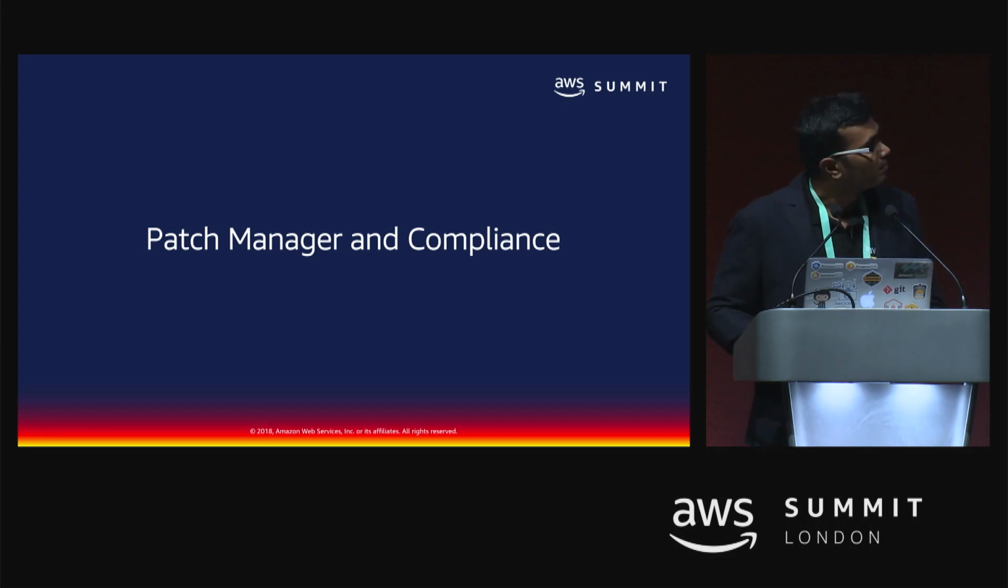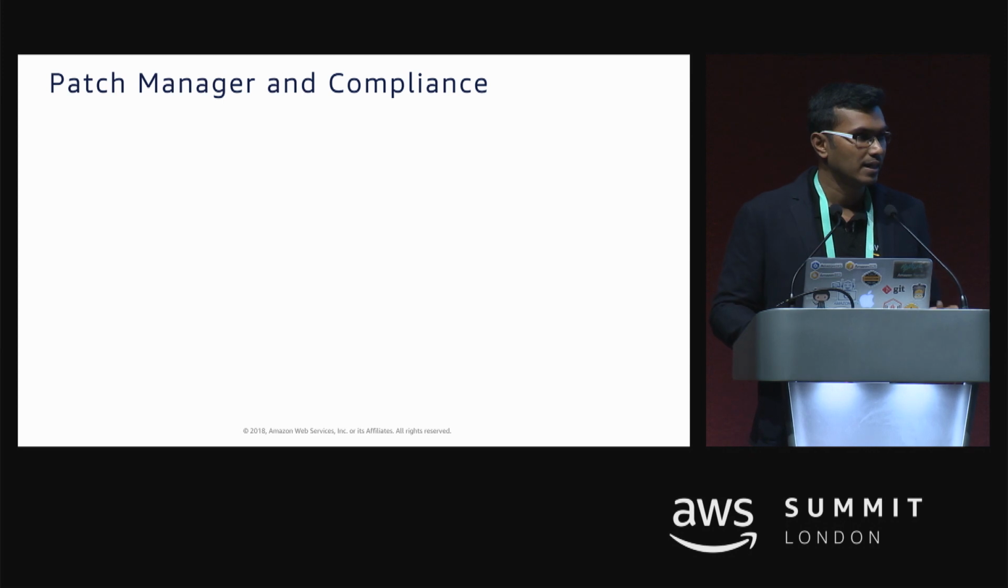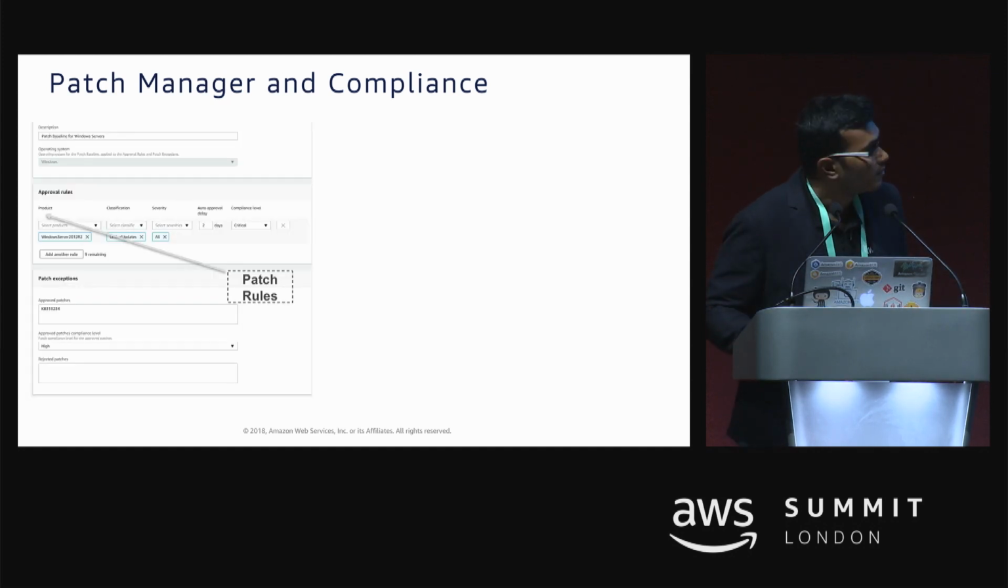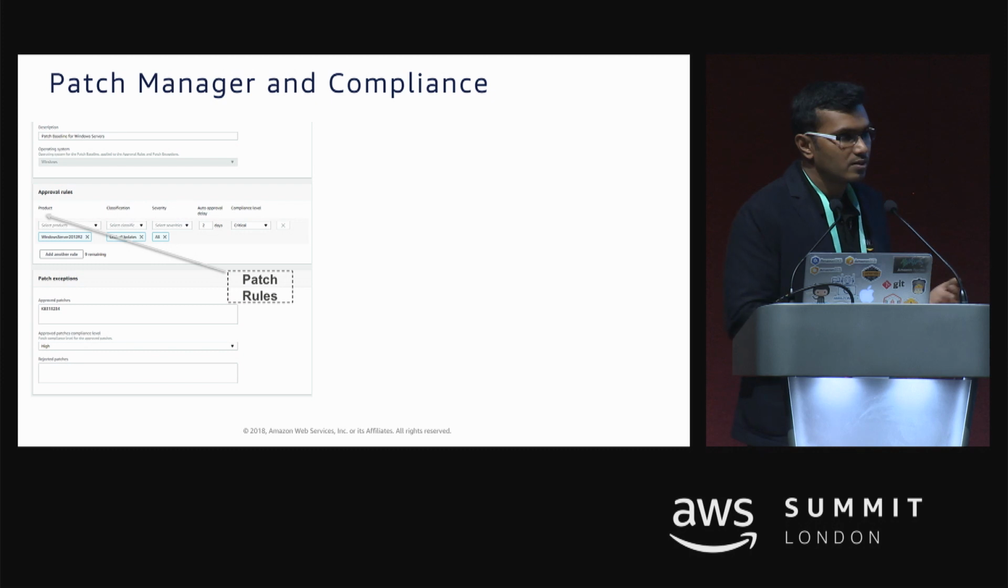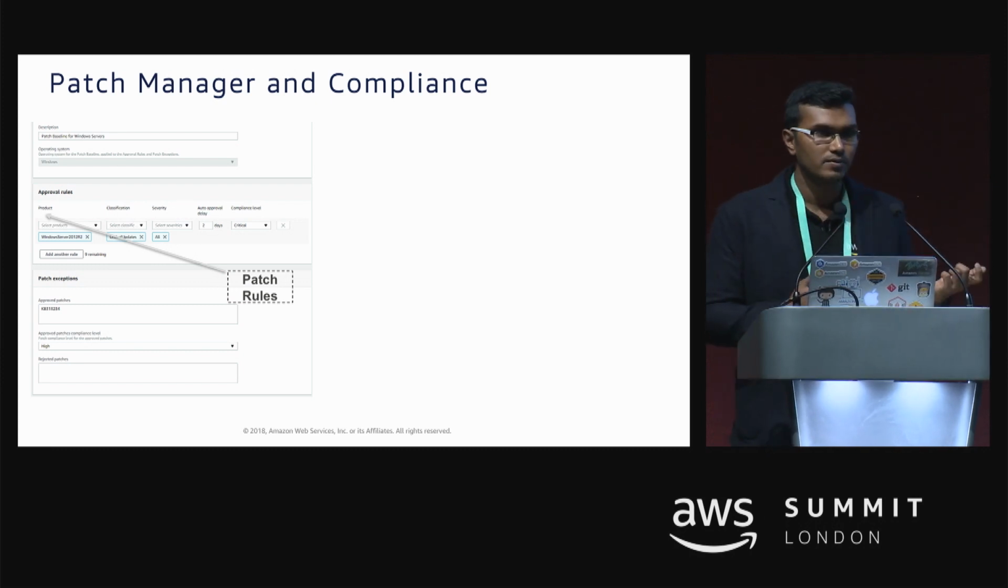Moving on to the patch manager and compliance. Patch manager is a service which lets you perform patches on the operating systems of your servers, or the instances running on AWS. It does this via a concept called patch baseline. A patch baseline is a set of rules that you define in terms of which patches that your operating system vendor provides are approved to be installed on these servers. You can define patches based upon product, severity, and classification, and also define a time approval or time window.